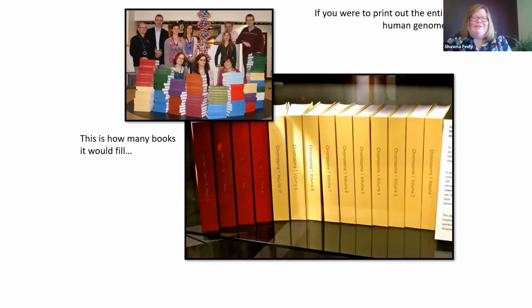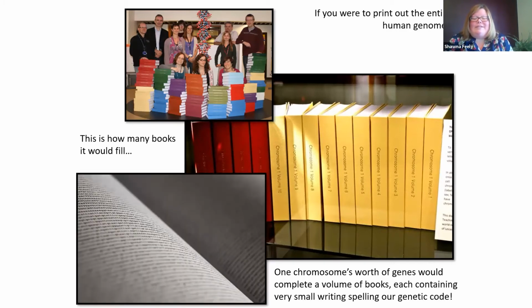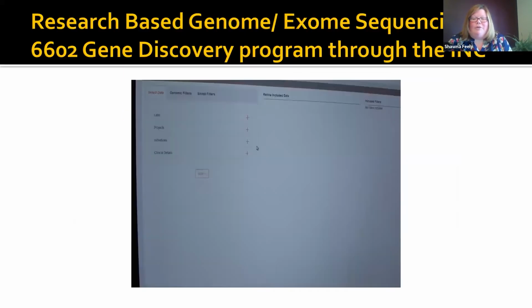But this is a lot of information we're sorting through. If you were to print out the entire human genome, as this group did, you can see how many books this would fill. All the books in yellow are just chromosome 1. So that's just on a single chromosome, how much genetic information there is. And so this is a lot of genetic code to sort through to find or identify a person's genetic cause of their symptoms if they're not easily done through commercial laboratories.